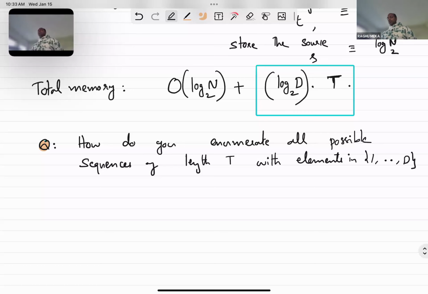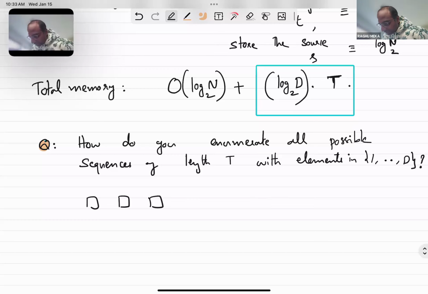Okay, so any suggestions? If I ask you to write a program, what would you do? So let's say I just ask you to print stuff, keep printing out all possible sequences. Excellent suggestion. So Derek here has a suggestion, like a base D number to get every possible sequence, or you can basically say something like this.